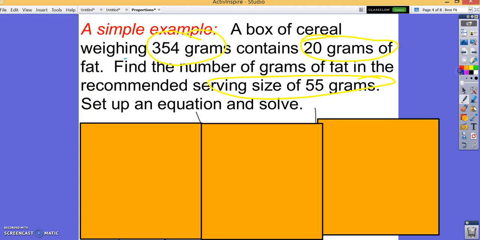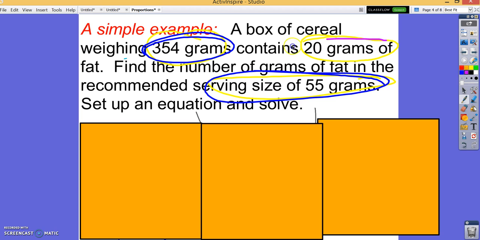So what I'm going to do is I'm going to kind of code this with some colors. The serving size here that I'm talking about is 55, which kind of relates to the serving size of the whole box. And I want to know how much fat. Well, 20 grams of fat, that matches with this. And then how many grams of fat if we were to have the smaller serving size.